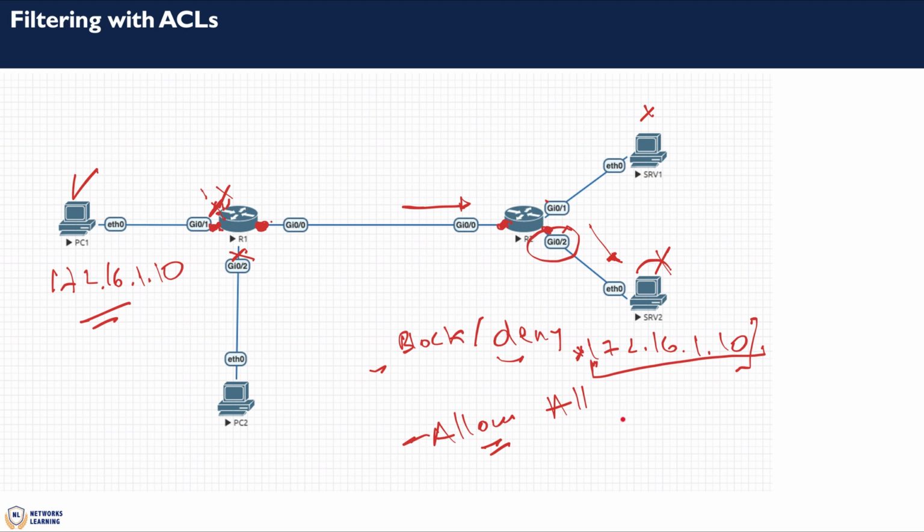This type of access list is called a standard access list. You will be matching either a host IP address, so a /32, or a subnet, but it will always be a source, either host or subnet. And the best place for ACLs of this type is actually as close as possible to the destination.